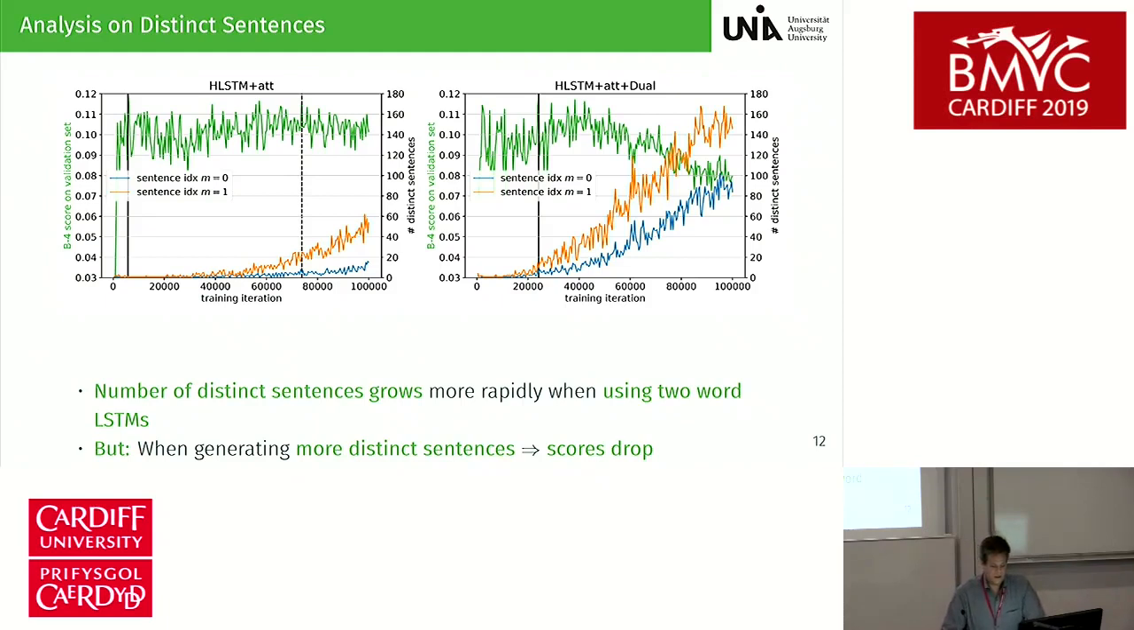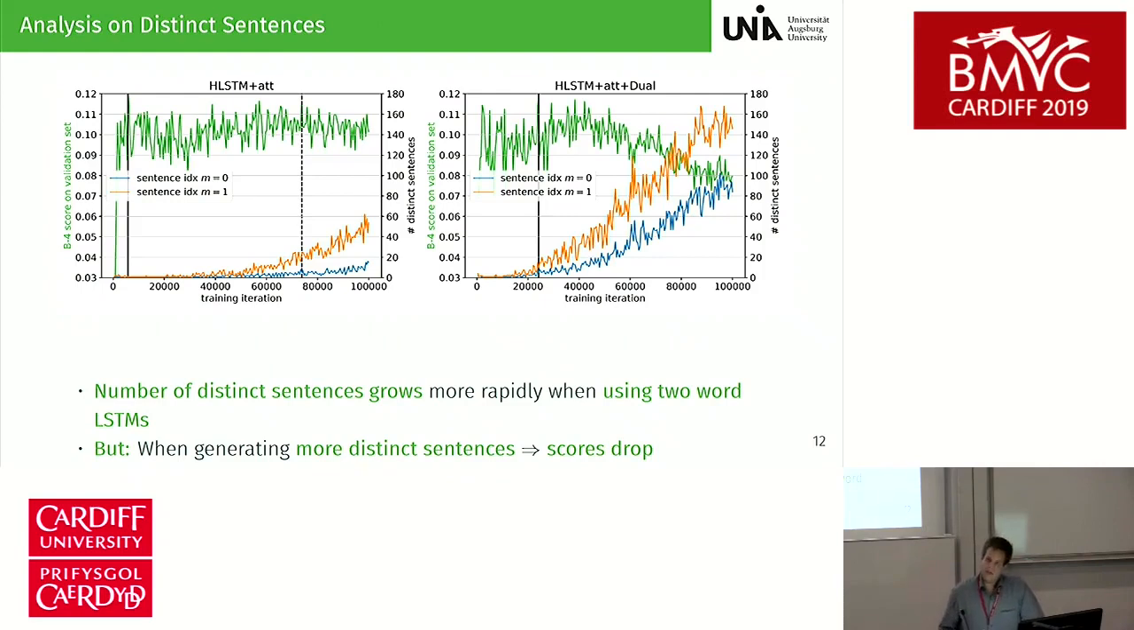If you look at the left-hand side, the green graph shows the BLEU-4 score, and the solid line represents the highest BLEU-4 score. And the blue and the orange lines show the number of distinct sentences within all generated paragraphs, and we see that when selecting the model with the highest BLEU-4 score, we only get one distinct sentence for the first or the second sentence. So basically, for every image in the test data set, the same paragraph gets generated, so that's not a good thing to do.